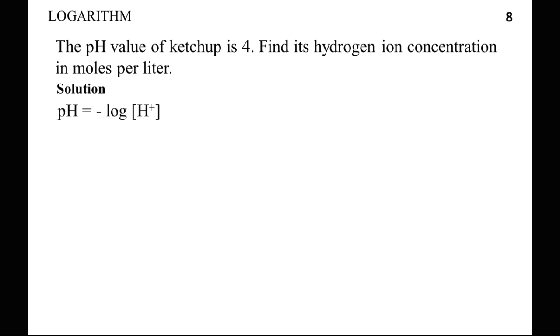Firstly, we know that pH equals negative logarithm of H plus, which is the hydrogen ion concentration. We are borrowing the term pH value from chemistry because this is an application of mathematics in chemistry. Next, since the logarithm is base 10, it means that the hydrogen ion concentration, or H plus, equals 10 raised to the power of negative pH. Substituting the value pH equals 4, H plus equals 10 to the power of negative 4 in moles per liter.